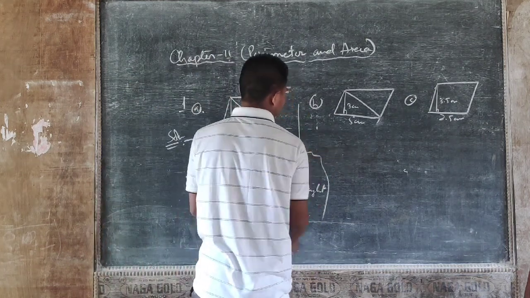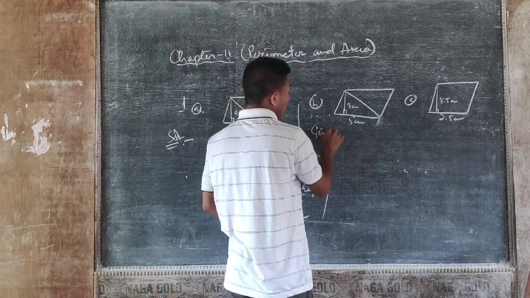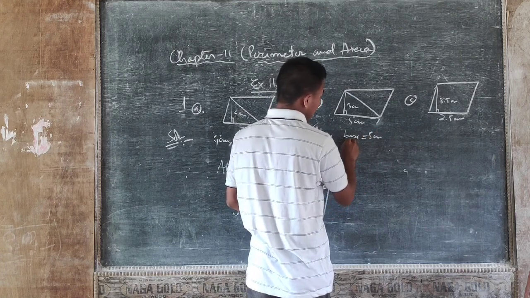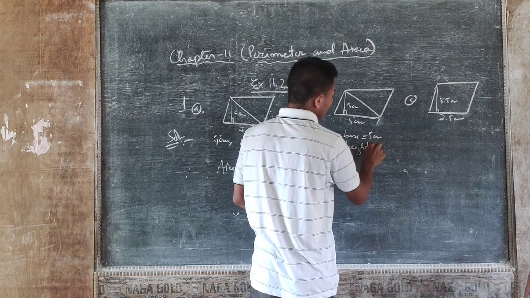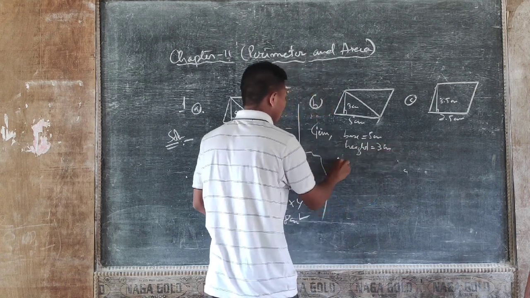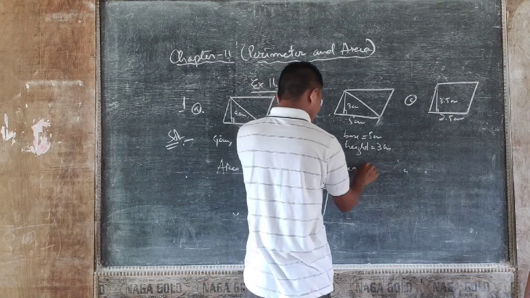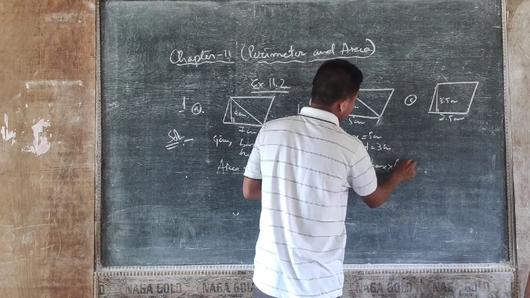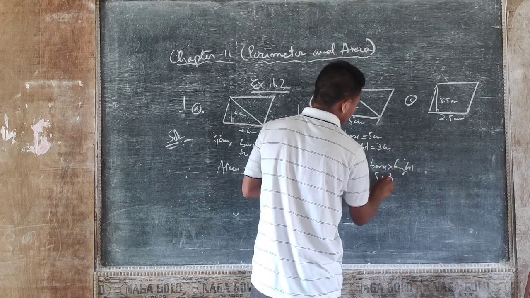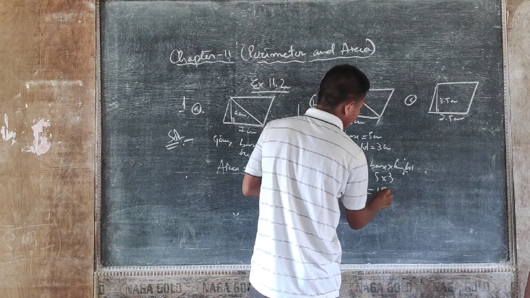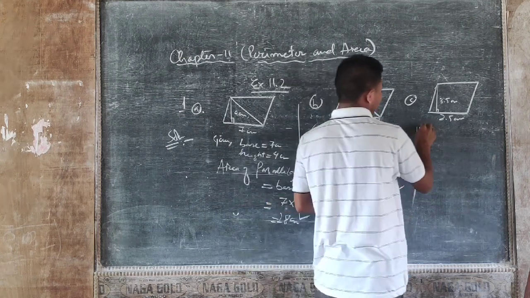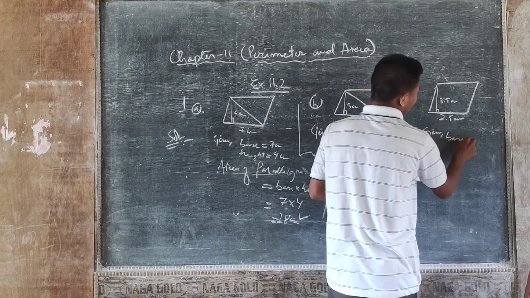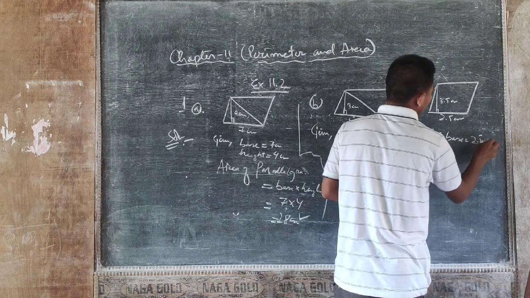For the next one, we are given base 5 centimeters and height 3 centimeters. So the area will be, as you know, area of parallelogram is base into height. So what is the base here? Base is 5 cm and height is 3 cm. So 5 into 3 is 15 centimeter square.